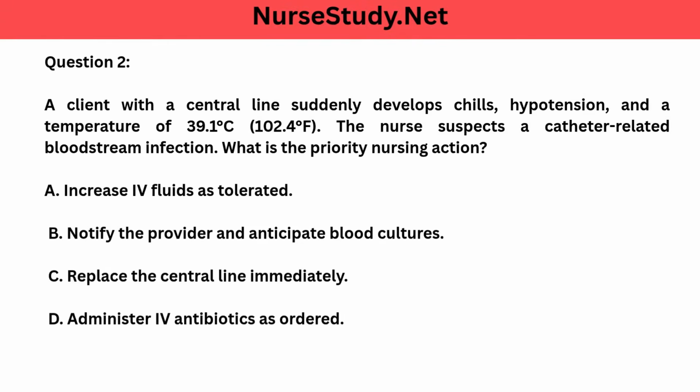Question 2. A client with a central line suddenly develops chills, hypotension, and a temperature of 39.1 degrees Celsius, 102.4 degrees Fahrenheit. The nurse suspects a catheter-related bloodstream infection. What is the priority nursing action?